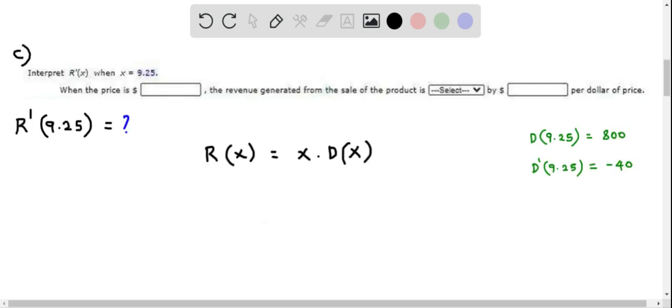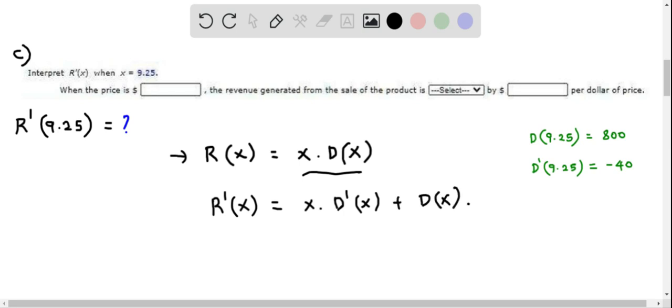In part C, we determine the R prime of 9.25 and also complete this sentence. So we are going to use the revenue function formula, that is R of x equals x times D of x. So first we are going to find R prime of x by differentiating both sides with respect to x. So R prime of x equals, here we use the product rule of derivatives. So I put the x first and the derivative of D of x, which is D prime of x, plus now I put the second term, that is D of x, then multiply with the derivative of x, which is 1.